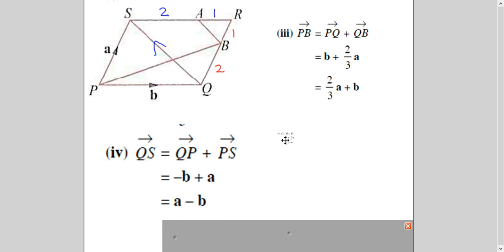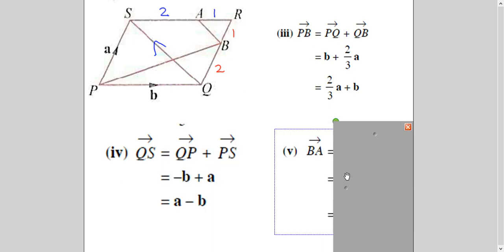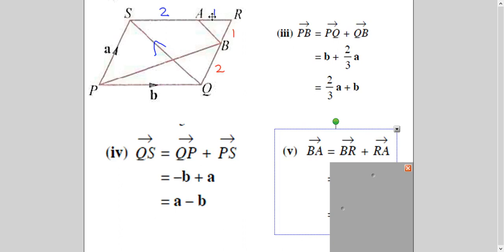Okay, so now the last part of the question is, what is BA? Now if you see BA, the shortest way is BR plus RA, or BQ, QP, PS, SA, or BP, PS, SA. So BA means you have to start from B and end at A. So whatever path you like, the easiest and smallest is always better. So we will take BR and RA. So we can say BA is equal to BR plus RA.